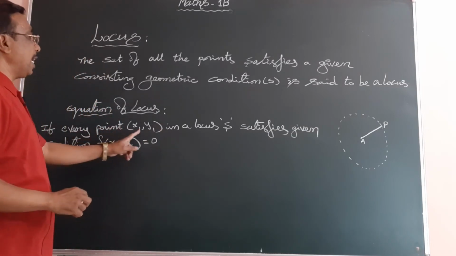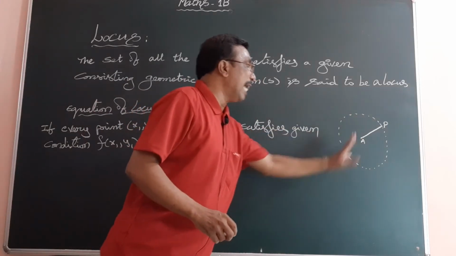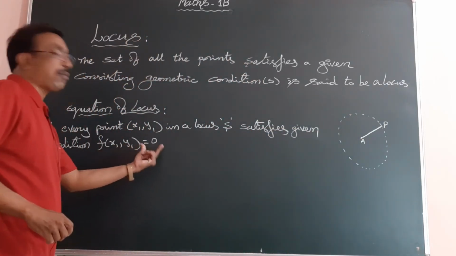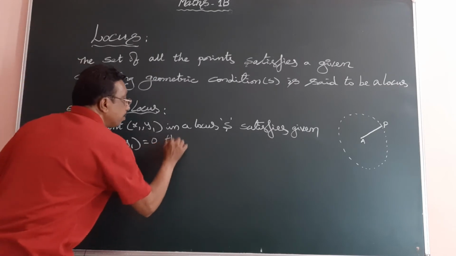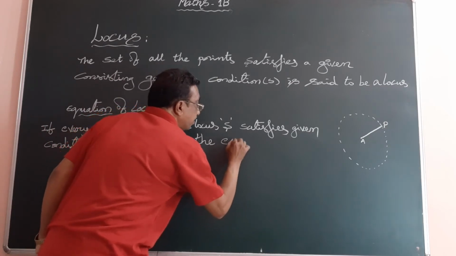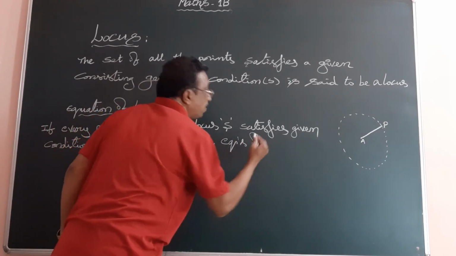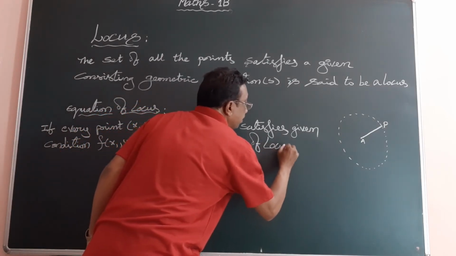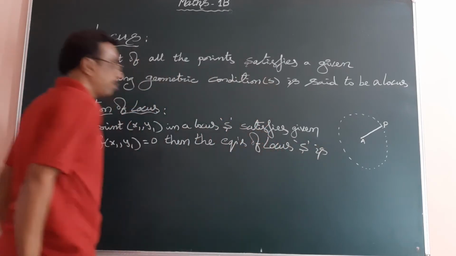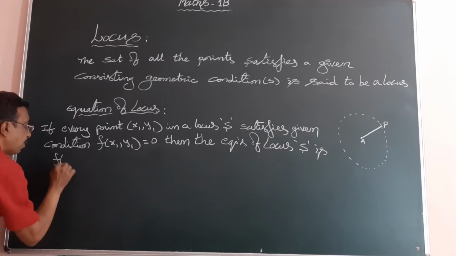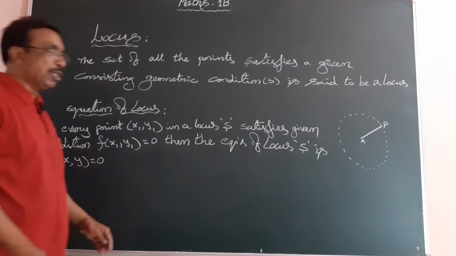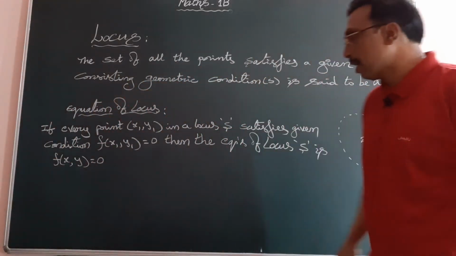If every point (x1, y1) in a locus satisfies the given condition f(x1, y1) = 0, then the equation of locus S is f(x, y) = 0.